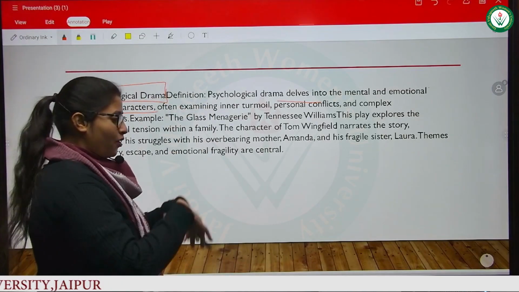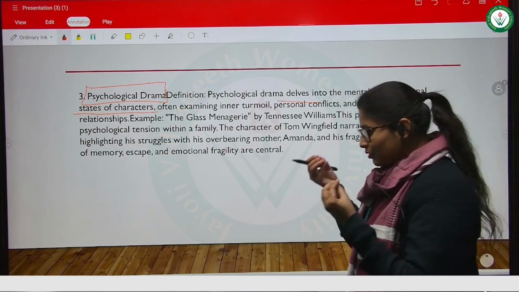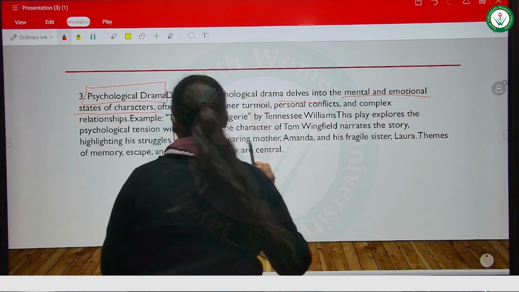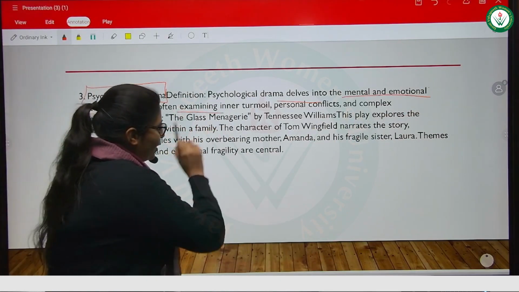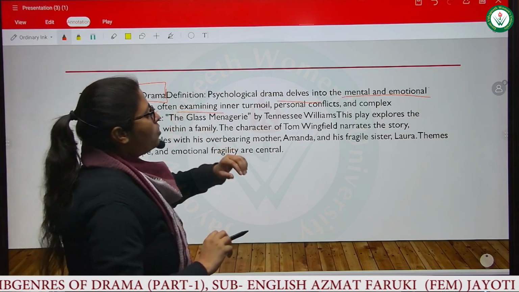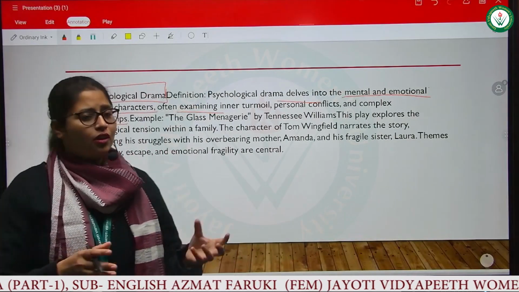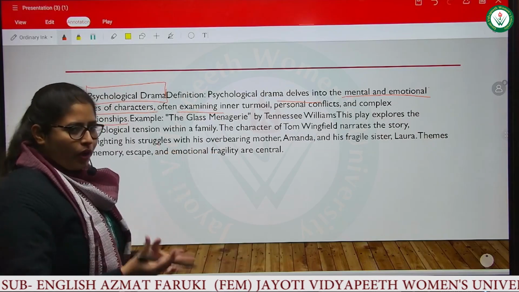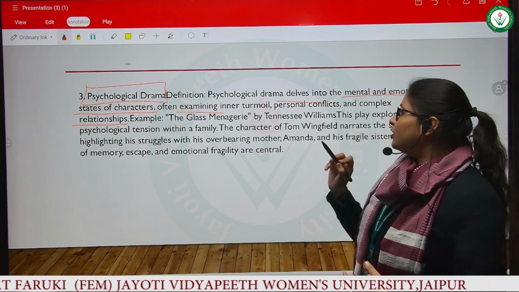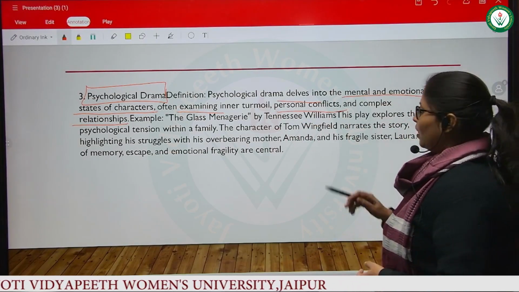Through the word psychology, we can say that the whole drama is all about the psychological state of that particular character, their emotional and mental state, often examining inner turmoil, personal conflicts, and complex relationships. Through psychological drama, we understand all the turmoil and dilemmas a character is going through. The personal conflicts are given in psychological drama.